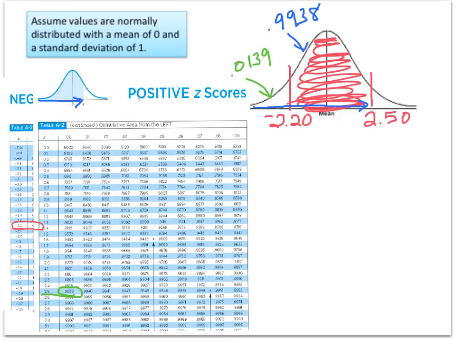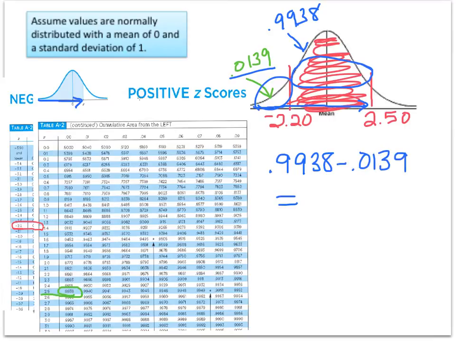So we have counted this portion twice. We've overlapped. So what we need to do to find this area in red that we're interested in is subtract the two areas to get rid of this part that's been counted twice. So we need to say 0.9938 minus 0.0139 to get the area that we're interested in, which is 0.9799. So the probability of being between negative 2.20 and 2.50 is 97.99%.